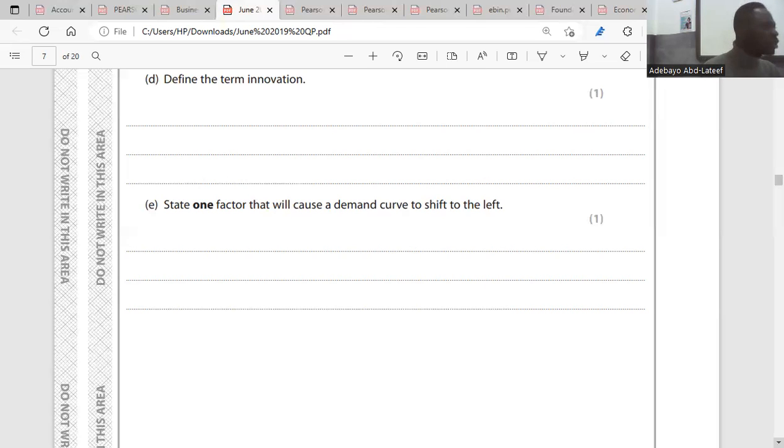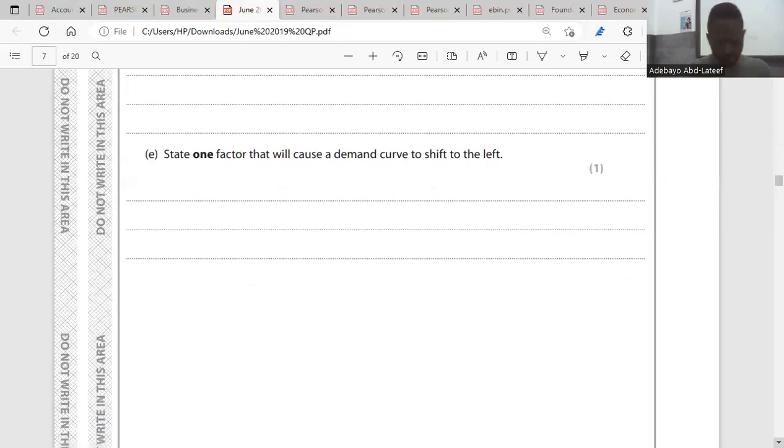Another reason is reduction in advertising. If you stop advertising your product, consumers might not know about it and the demand will fall. Another reason is the level of income. If your income falls, the demand for a product will reduce because your purchasing power will fall. They said state one, but I've given you three: decrease in level of income, decrease in advertisement, and decrease in the price of substitute goods. Is it clear? And also a decrease in population. If the population of a country reduces, it could affect the demand for products.